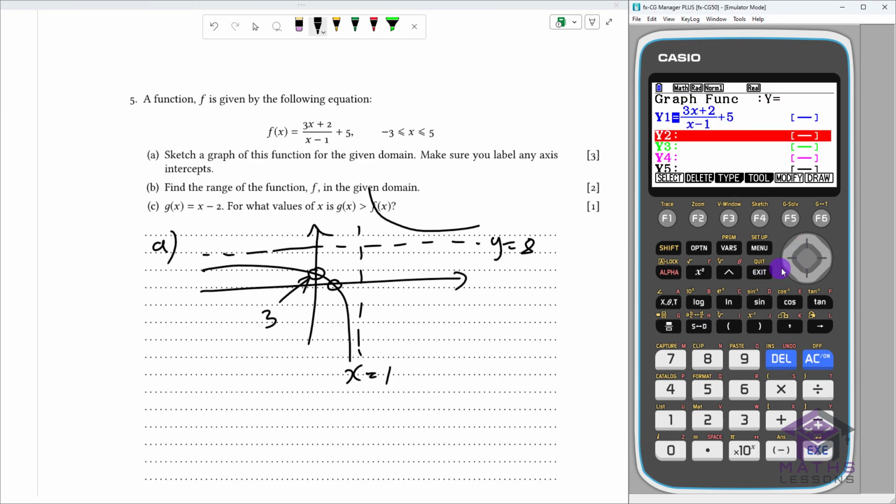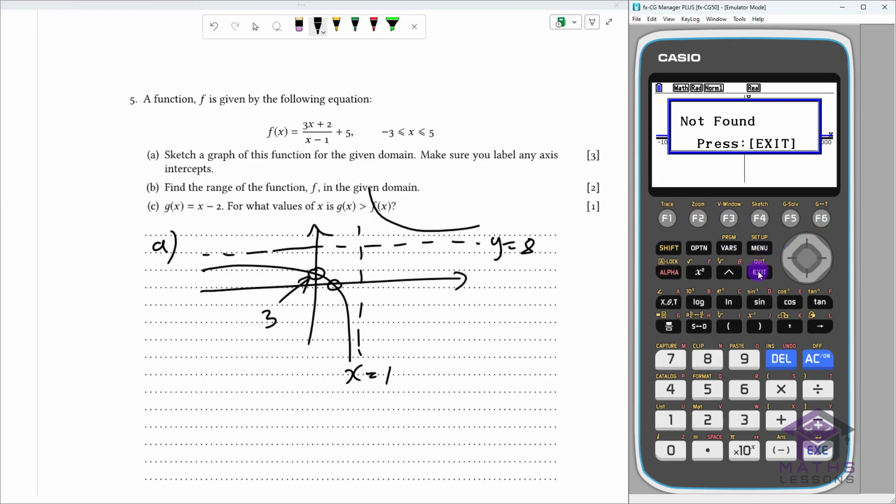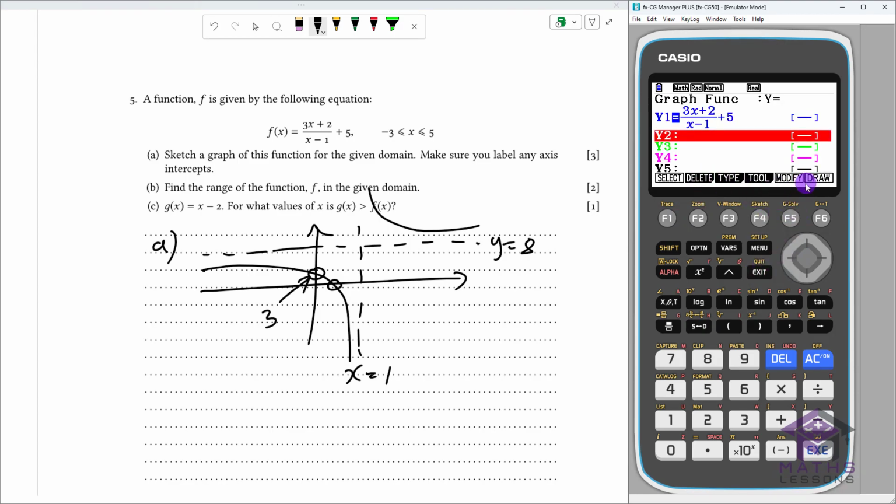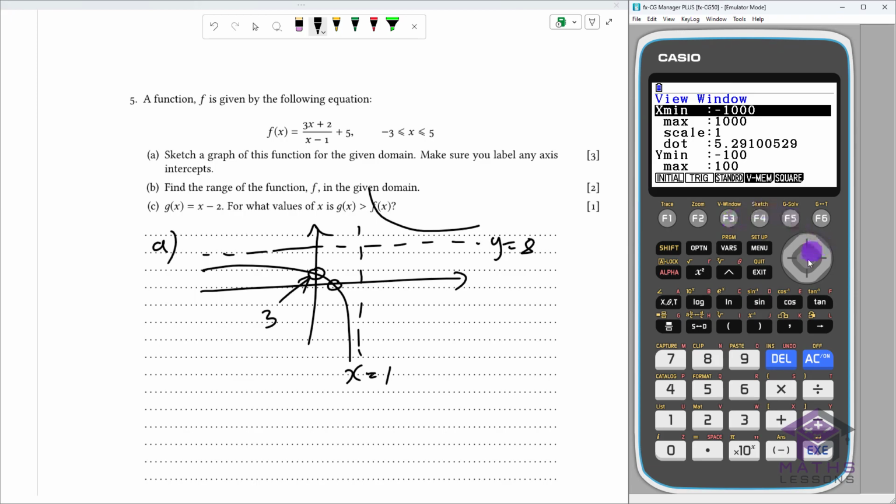It might be because, let's just do that. I think it's because we're on the wrong side. It's not finding the root. That's really weird. Let's just draw again and get a better view window. So view window, let's go to -3. I'm not sure why this is not working on this, but let's go back.